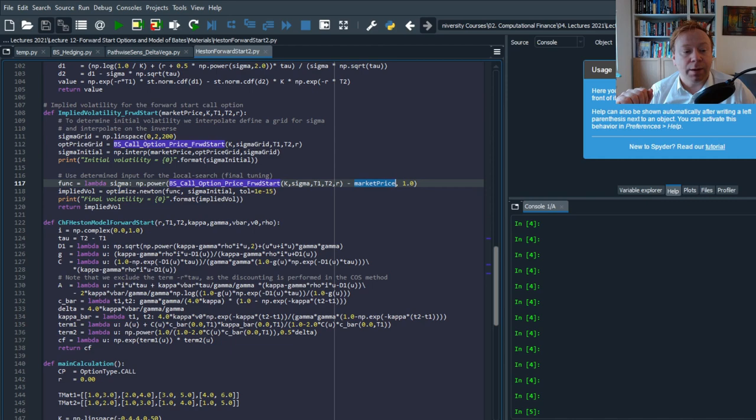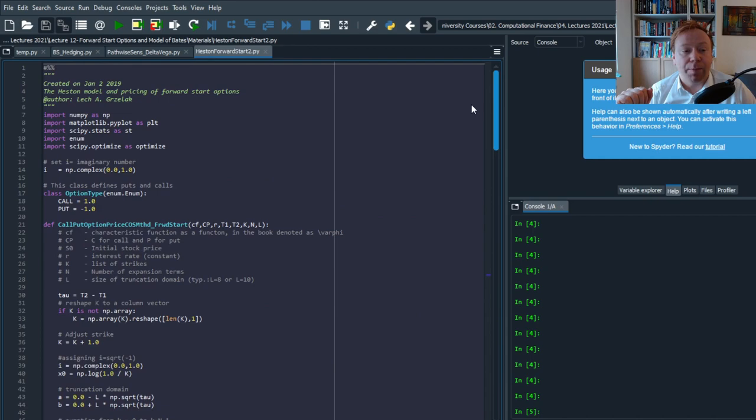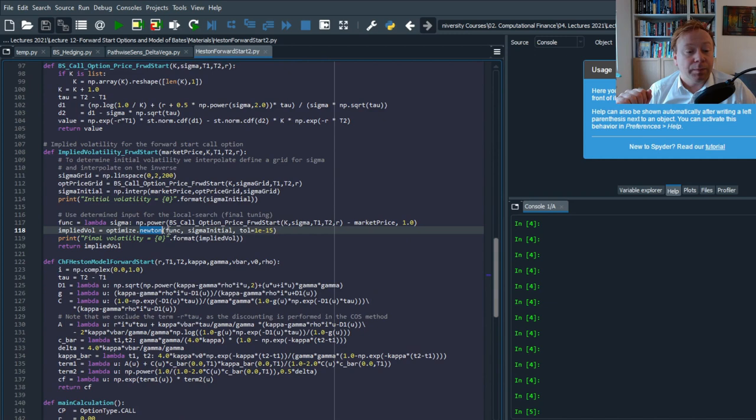And I'm using a Newton-Raphson from SciPy, so this is scipy.optimize. And then we just use this Python library tool to calculate the Newton-Raphson applied to get the optimal volatility. So this will be our implied volatility.